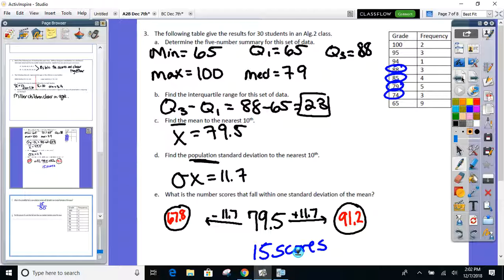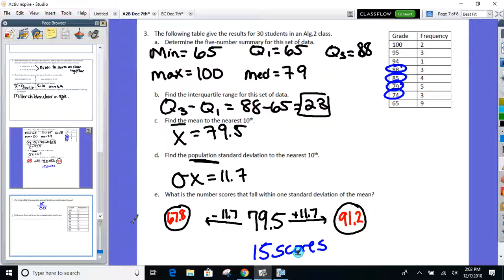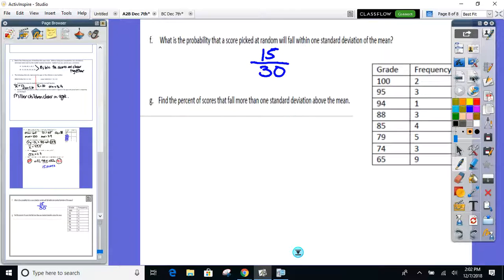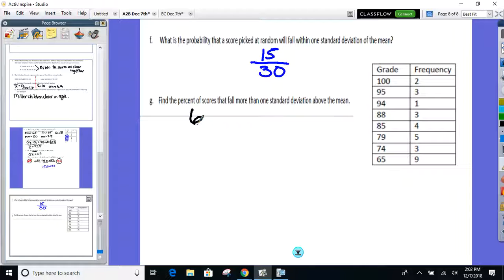All right. Within is between. More than 1 above is out here. More than 1 below out here. All right. So go ahead. How many of the scores are 91.2 or above? 6. Right? Okay, but it's asking me for percent. So how are you guys going to do this? I know there's 6 scores. What do you want me to do? 6 out of 30 would be what percentage? 20%.